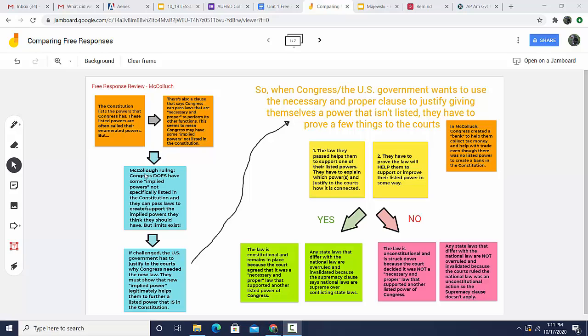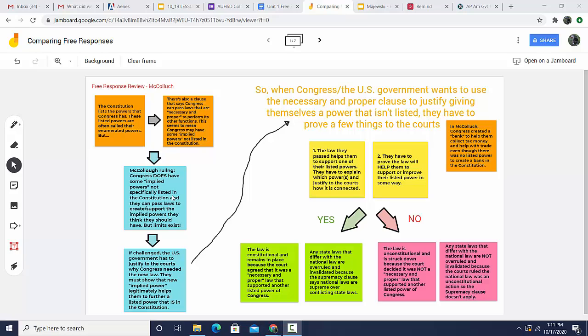Now, they have them. They're written down. But there's also a clause that says Congress can pass laws that are, quote-unquote, necessary and proper to perform its other functions. This obviously seems to mean that Congress may have some implied powers that are not listed in the Constitution, right? And obviously this statement is known as the necessary and proper clause. So they have the listed powers, but it also seems they have these implied powers that are not listed. Okay, that takes us to McCulloch.